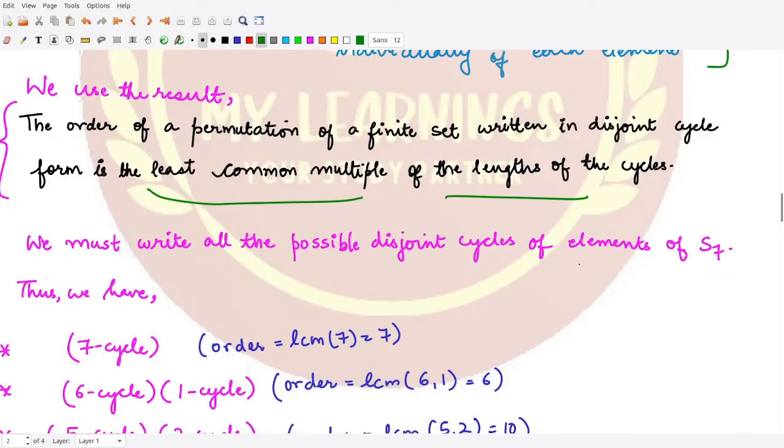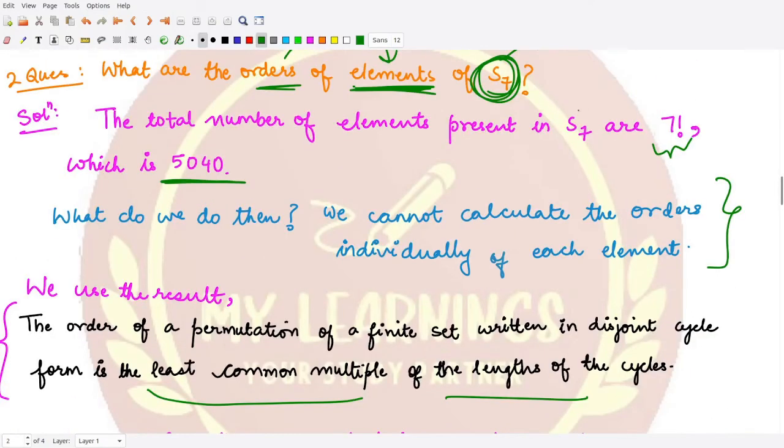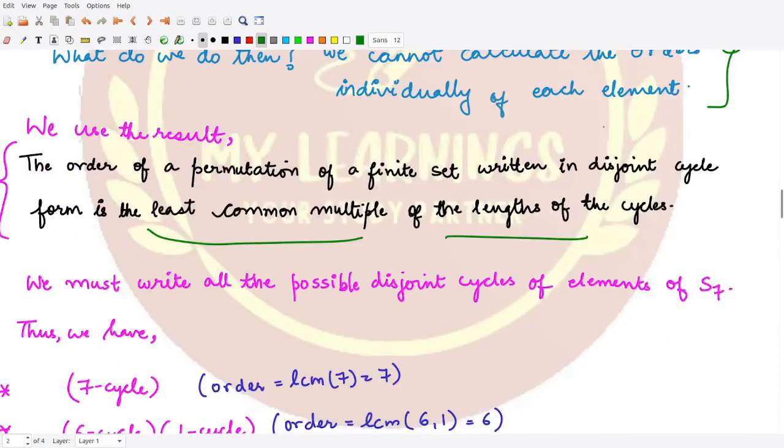So using this, what we can do, because in S7 we know all the elements are taken from the set 1, 2, 3, 4, 5, 6 and 7. So in total we have 7 elements with us. We want to see in how many possible ways we can arrange these 7 elements by themselves. That is 7 factorial, and those many elements are present in our permutation group, right? Now we can write all possible disjoint cycle types of elements of S7 without actually seeing which number belongs to which place. We can make a 7 cycle out of the 7 digits, correct?